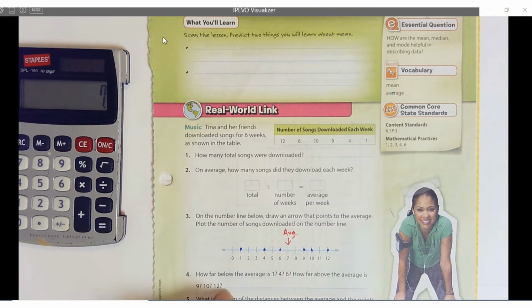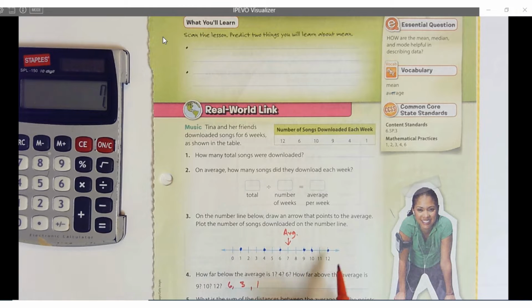So the question is how far below the average is 1? Well, here's 7. So how far below the average is number 1? We're going to go here: 1, 2, 3, 4, 5, 6. 6 below the average. 4 is 1, 2, 3 below the average. 6 is 1 below the average, and so on.